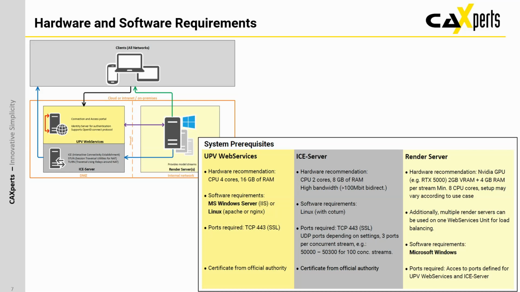The render server, on the other hand, depends highly on the number of models, the size of models, the resolution, but we have an approximate recommendation having like 2 GB of video RAM and about 4 GB of RAM per streamed model, and recommend a minimum of 8 CPU cores. But that's a question that we can also discuss for the case at hand, because no render server is exactly the same as another one.